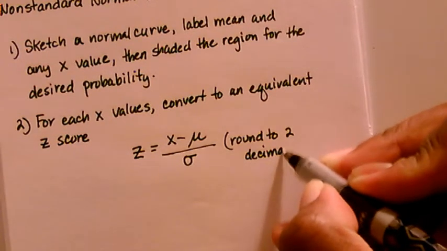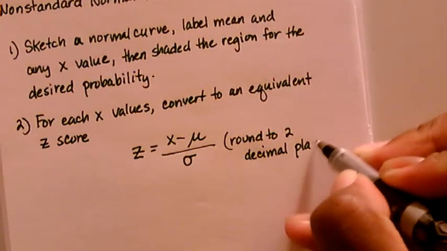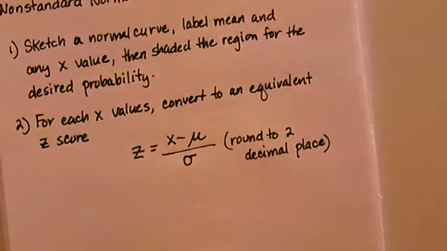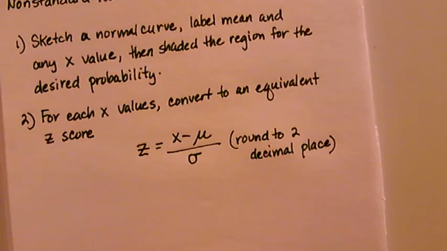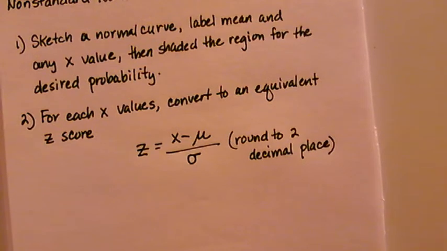The reason for that is this. When we use our standard normal distribution table, or table A-2, your z values will always be to 2 decimal places. Okay?